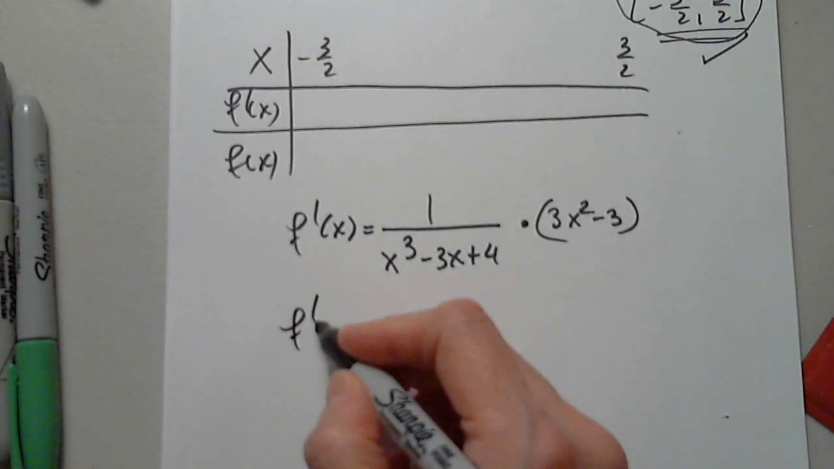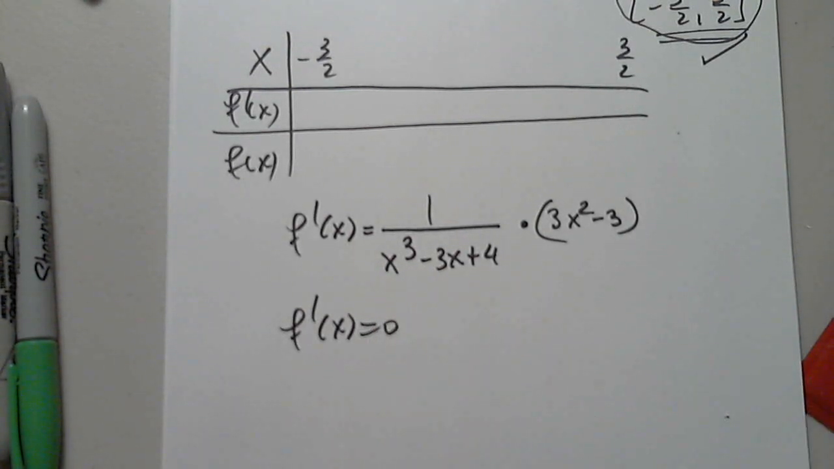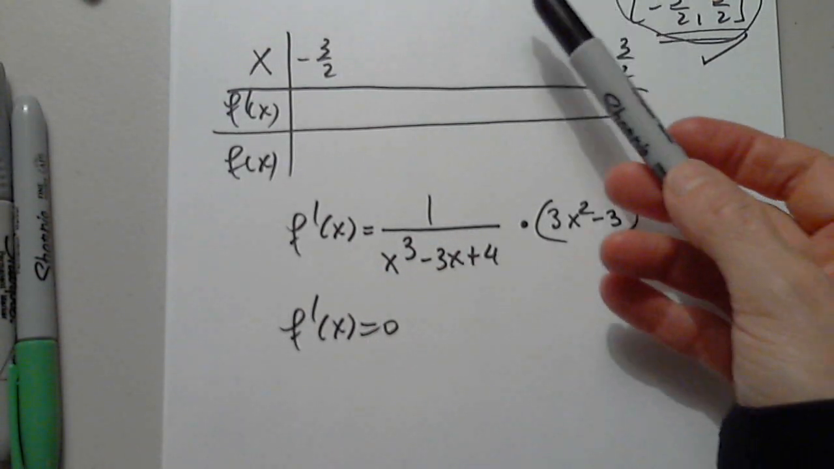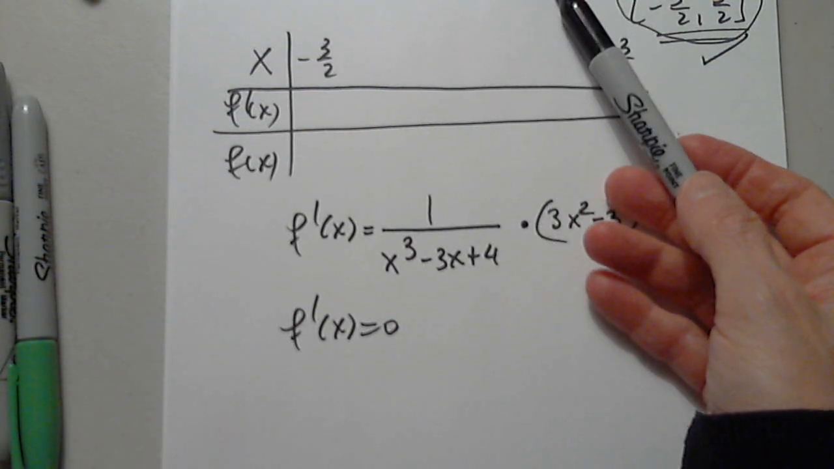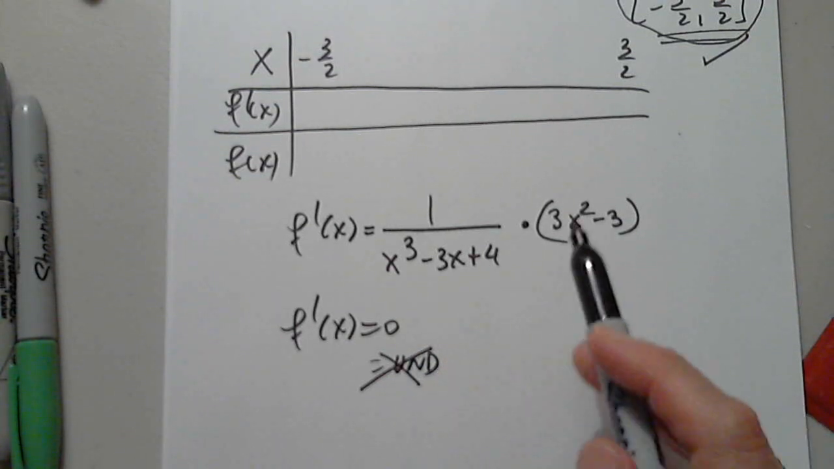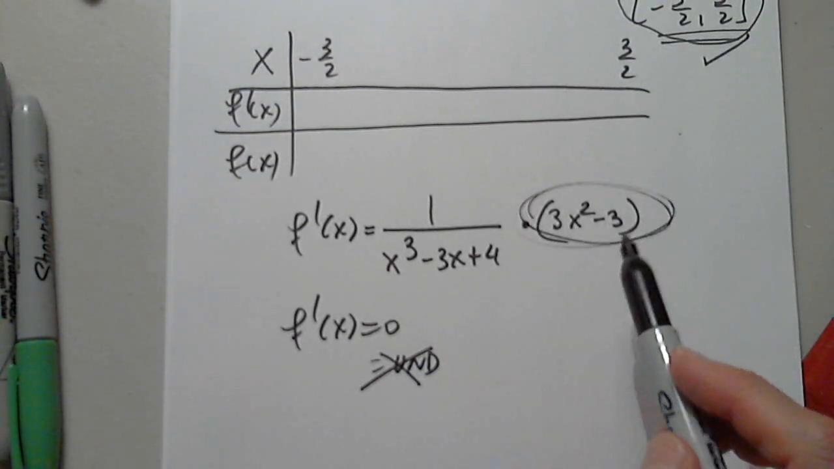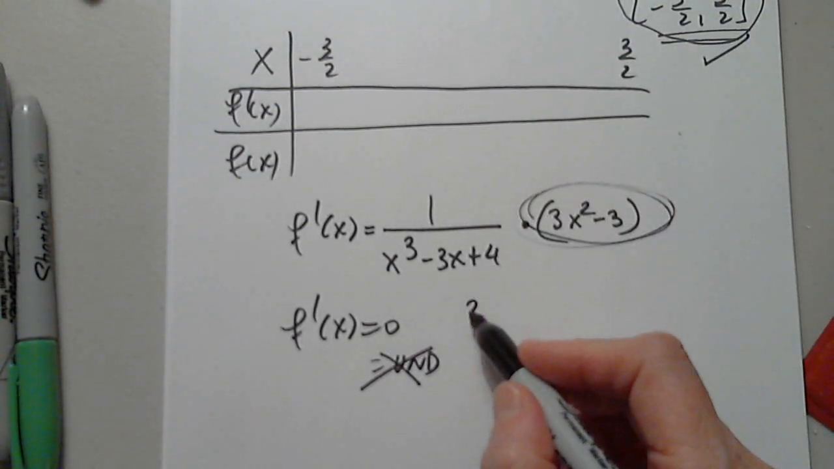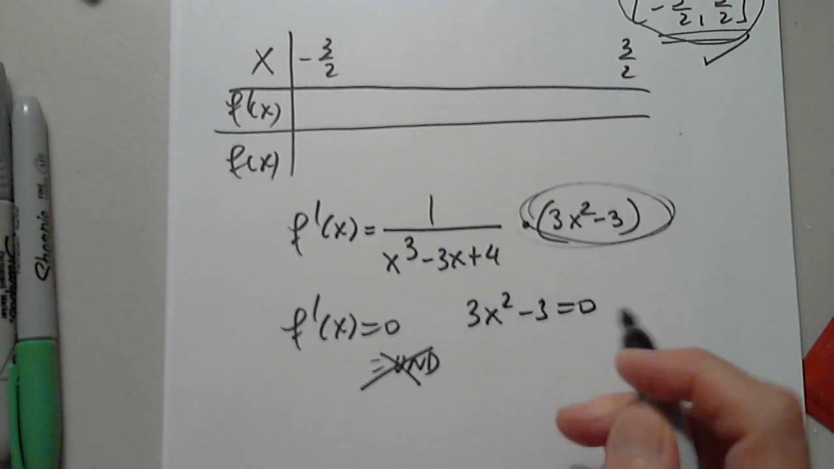And when we set this equal to 0, because it cannot be undefined, if this is 0, then natural log does not exist. So undefined, it does not. This has to be 0. It's the only quantity in the numerator. 3x squared minus 3 equals 0.